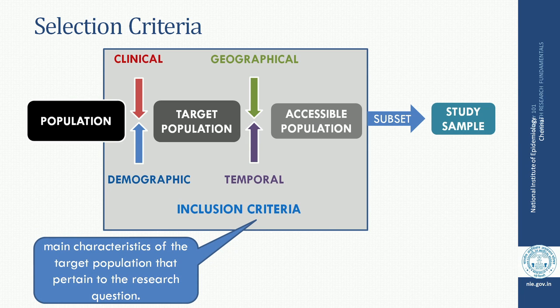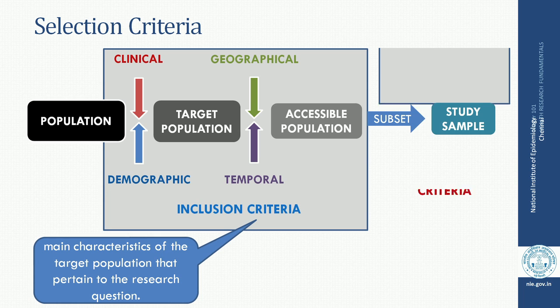So the terminology of inclusion criteria and exclusion criteria is based on this. Inclusion criteria are the main characteristics of a target population that pertain to the research question. The main characteristics here mean the clinical and demographic characteristics, and often the geographical and temporal characteristics are also defined in the inclusion criteria. Who has to be included in my study? It depends upon these characteristics.